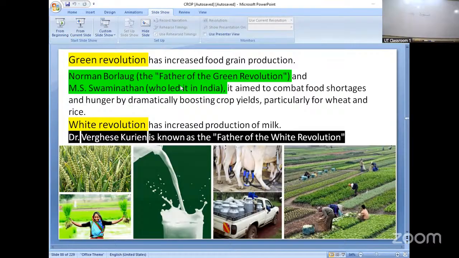And the father of the Green Revolution was Norman Borlaug, and the Indian, M.S. Swaminathan. Okay, and for milk, it is the White Revolution. Dr. Verghese Kurien is known as the father of the White Revolution.